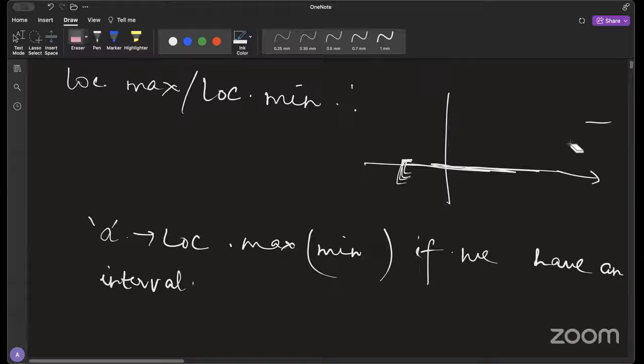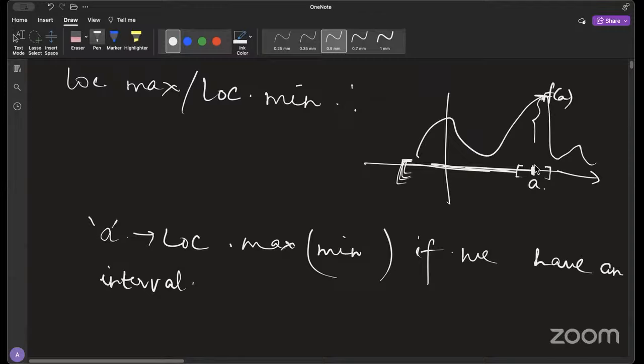Let's have a nicer graph to see things. If this is your graph, then A is called a maxima or minima. Let's say this is a point A. Then you need an interval around A, that means an interval in the domain, obviously, that contains A, such that in that interval, the value of the function is less than f(A). So if this is your f(A), this entire height is f(A), right?